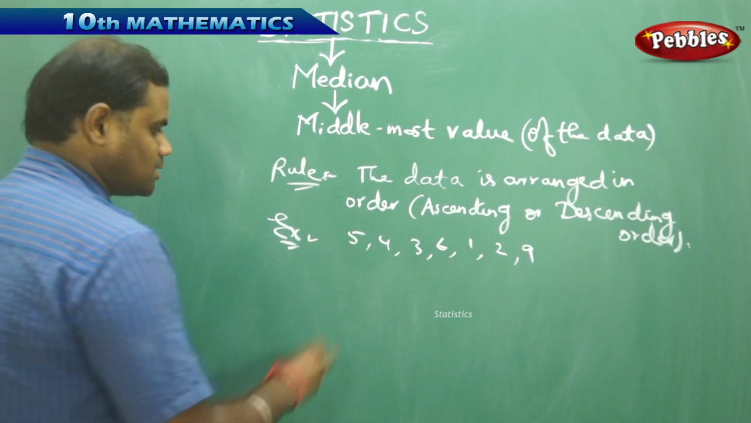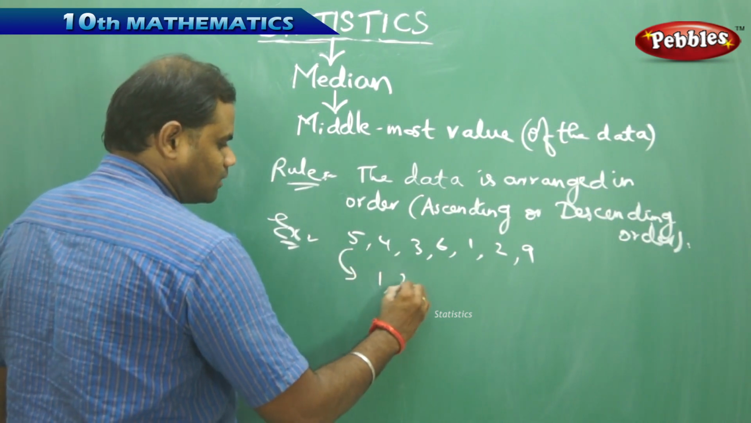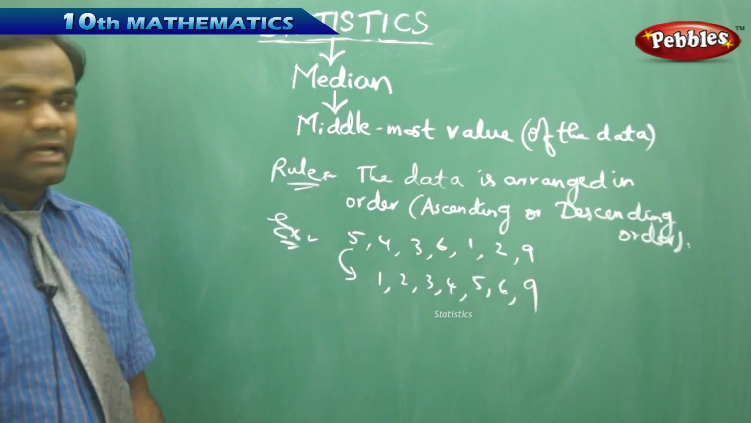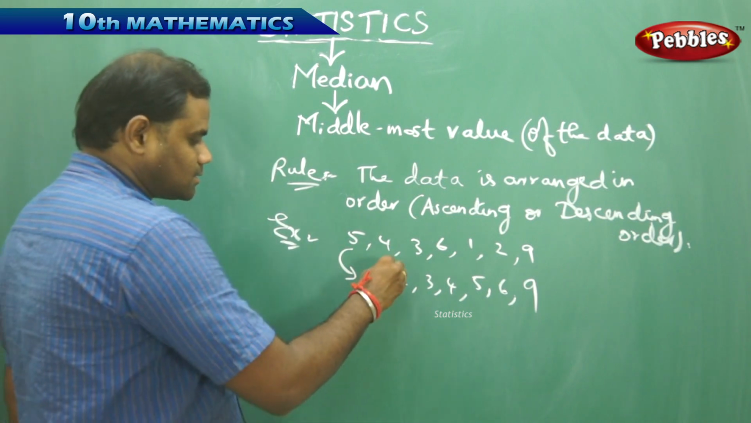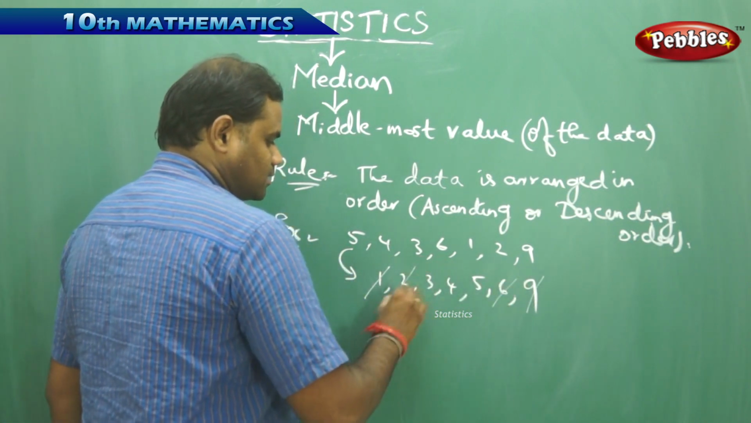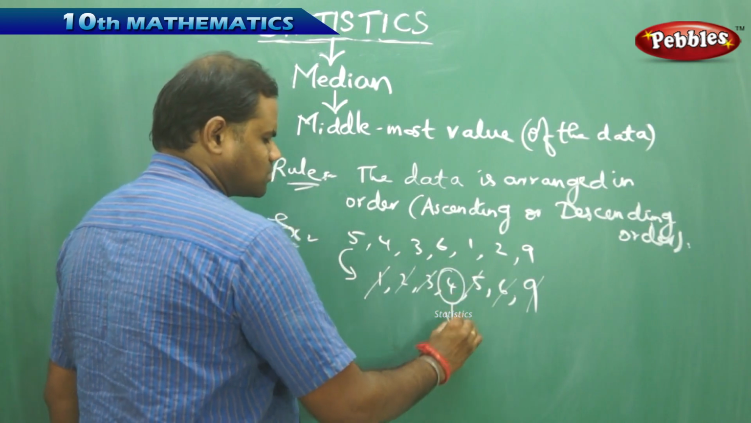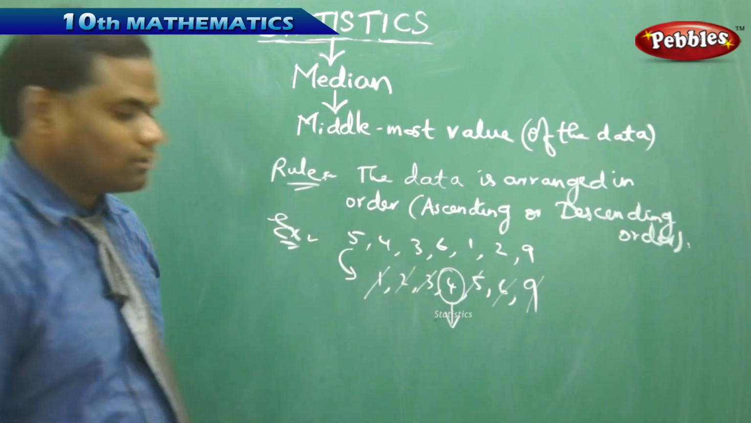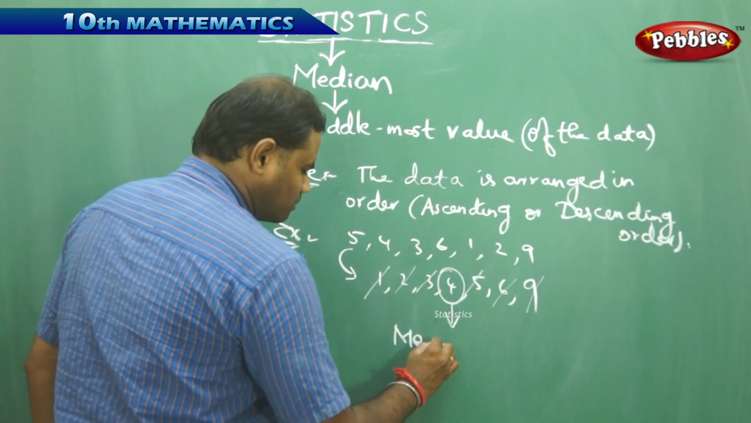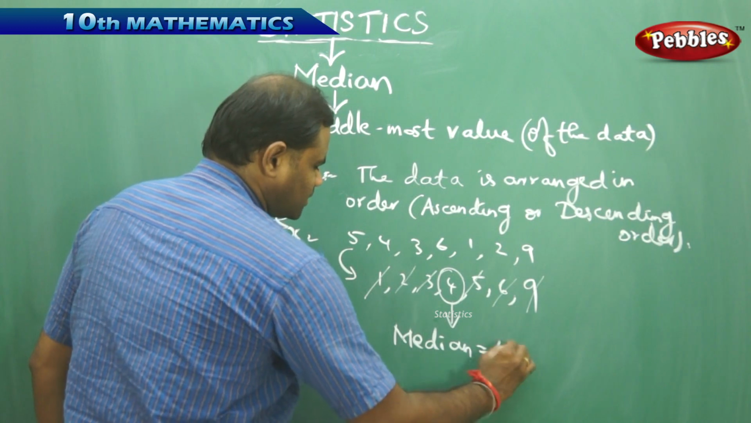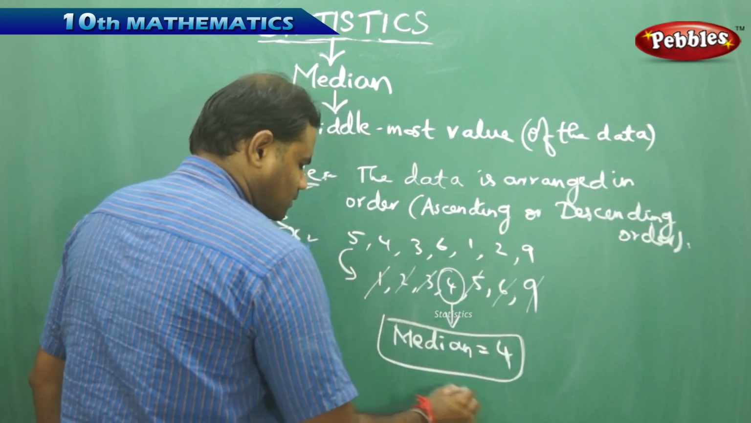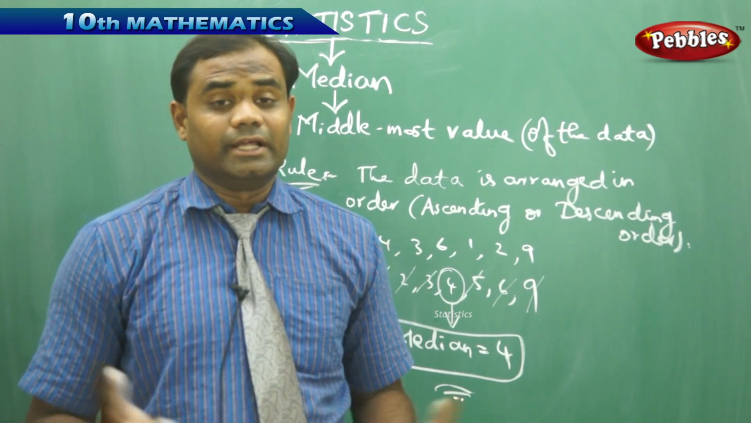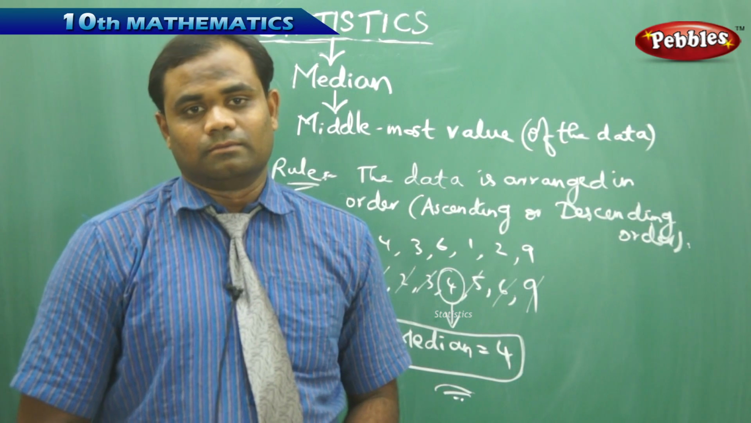So I try to arrange this in order, which gives 1, 2, 3, 4, 5, 6, and 9. Now, I get the middlemost value by cancelling this with this, this with this, this with this, and this is the middlemost value. Therefore, this middlemost value is called the median. In this case, the middlemost value being 4, the median is identified to be 4. This is how we understand the median connected with the data, the middlemost value.